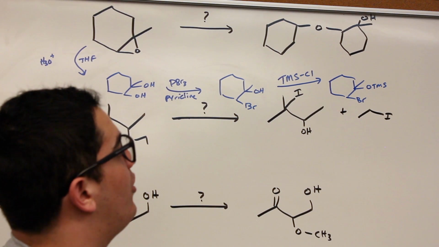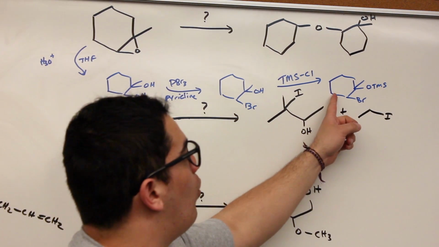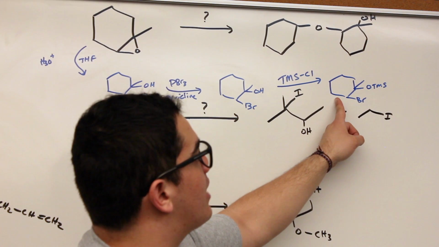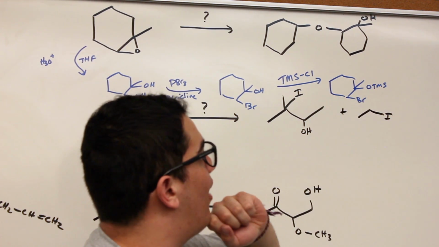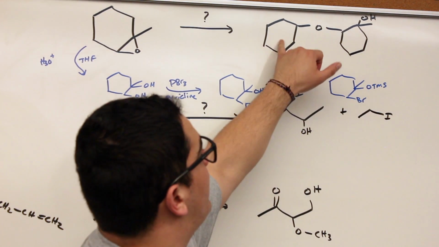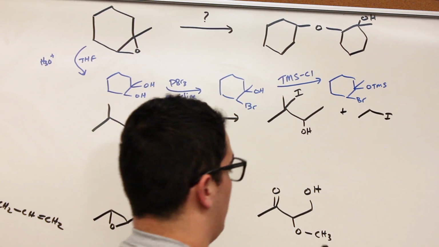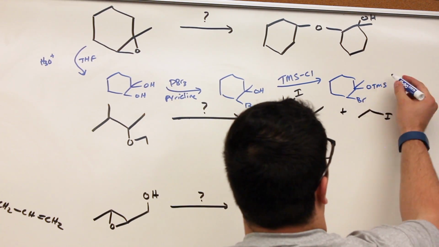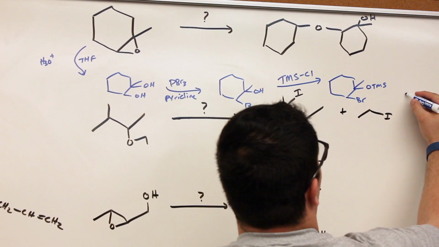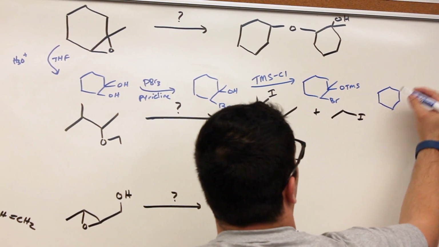So now I'm going to try to do what? I'm going to try to do a Williamson ether synthesis. I'm going to try to treat this guy as my halide because I protected that alcohol. And then I'm going to react with it a cyclohexanol. So now what am I going to do? This is my alkyl halide, and I'm going to react this with cyclohexanol, right?